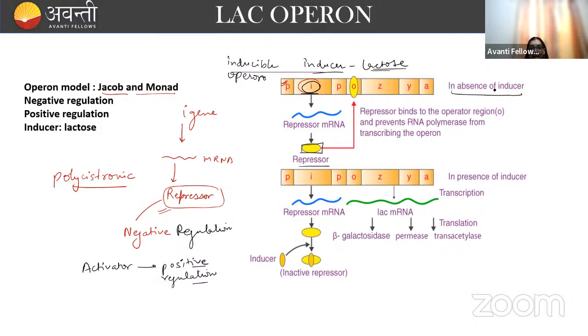When there is an absence of inducer, when lactose is not present in the medium, the repressor will bind to the operator. Once the repressor binds to the operator, it does not allow the RNA polymerase to bind to the promoter. If the RNA polymerase does not bind to the promoter, the transcription of the structural genes will not take place. So in the absence of inducer, no transcription is observed.